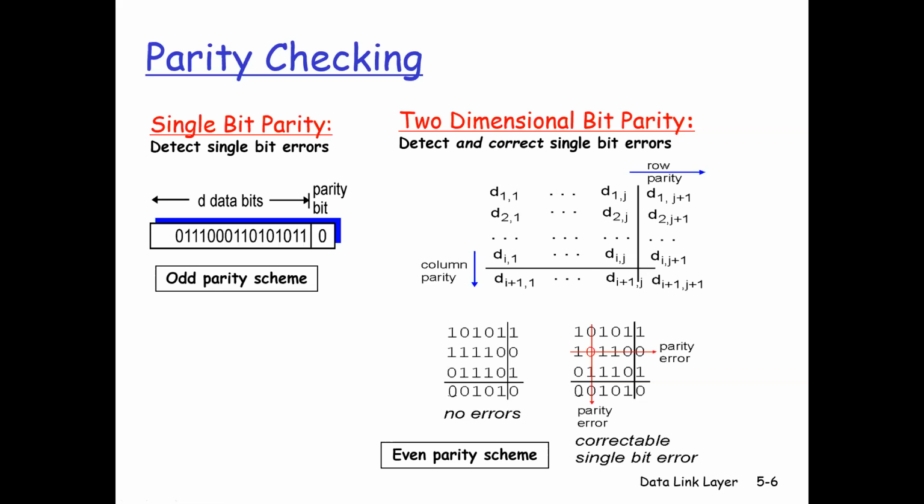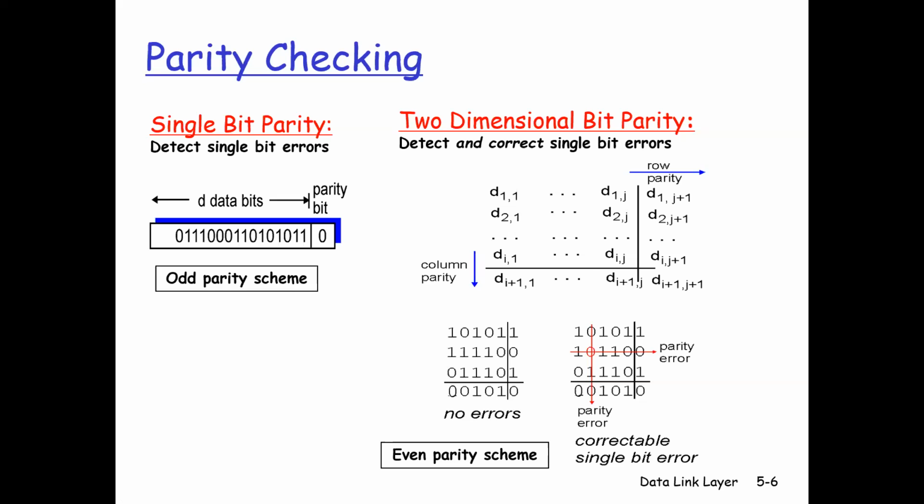Okay. So with single parity you can detect errors. With 2D parity, you can not only detect errors, but you can also correct single bit errors. Okay, so that's an example of error correction and detection. Any questions here? Is there anything you didn't understand? What is odd parity, what is even parity, and using 2D parity.